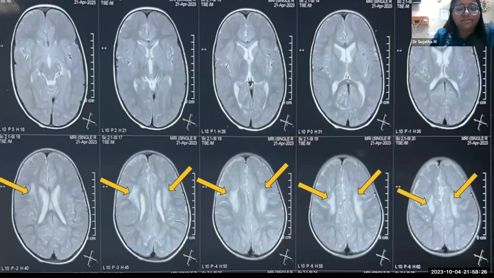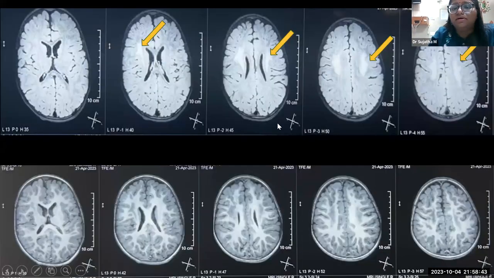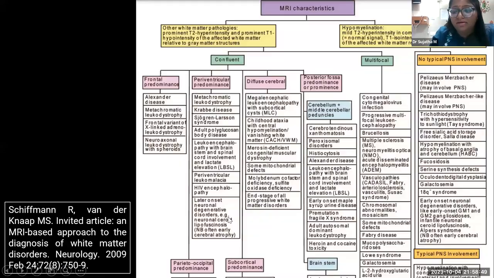MRI T2-weighted image showing bilateral periventricular T2 hyperintensities in the deep white matter and the subcortical white matter, sparing of the subcortical U fibers. And we can see involvement of the corpus callosum in the splenium and genu also. And T2 FLAIR images showing similar changes. And in T1 sequences, the areas involved.